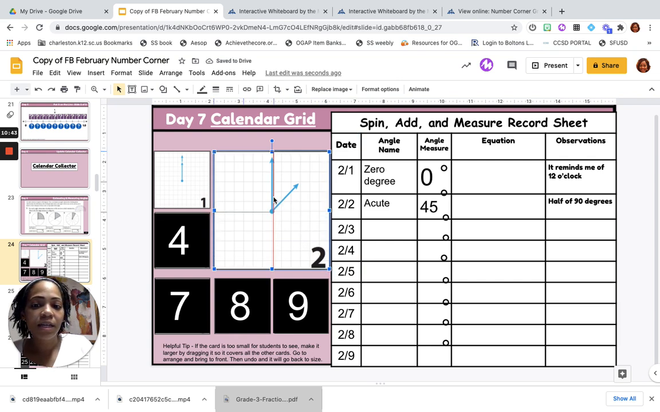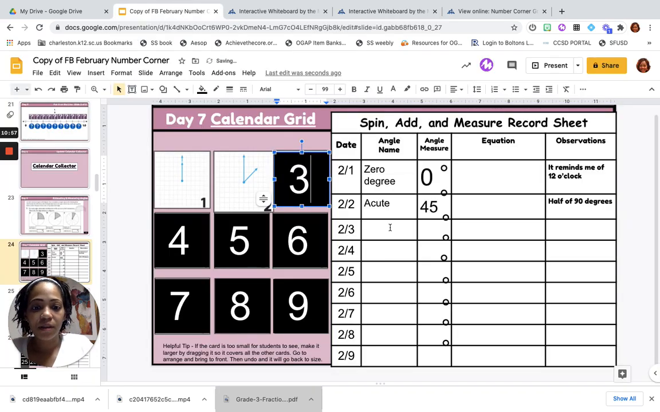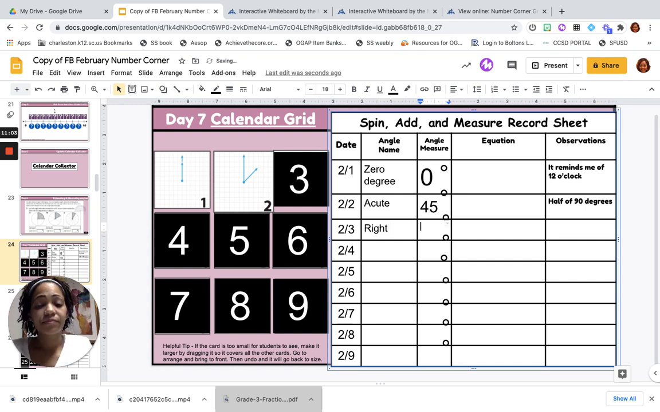Let's look at day 3. Oh, that's easy, right? What kind of angle is that? Yeah, it is a right angle. So I'm going to name that angle. It's a right angle, and a right angle we know is measured 90 degrees. And if I were to write an equation for this one, what could I say? 90 degrees is what? 45 plus 45 gives me 90. Perfect. Or I could even be really fancy and say 45 times 2, because that's exactly what I did.